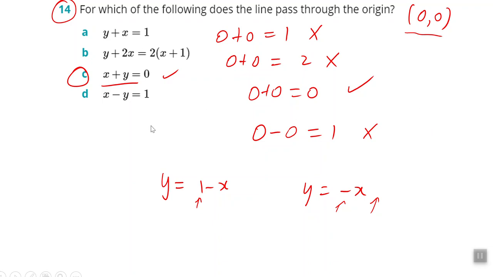So there's two ways you can prove that. One way is subbing in x equals 0, y equals 0, or the other alternative method is to rearrange it to y equals mx plus c form, and if your c value is 0, then obviously it has to pass through the origin. So I hope that helps.